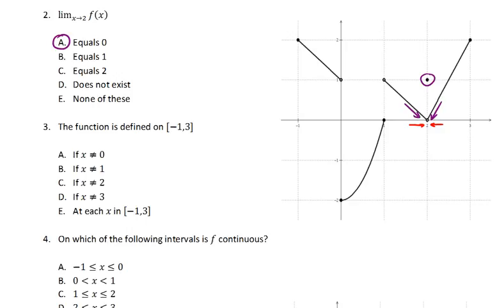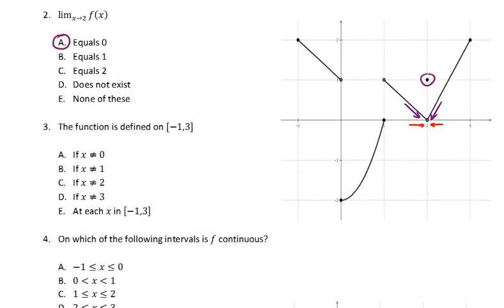Second, the function is defined on the closed interval from -1 to 3. For what values? The function being defined and being continuous are two different things. Defined just means that there is a y value for all x values, or that all x values are in the domain of that function.